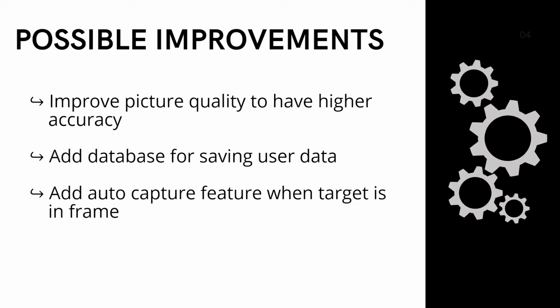We also think that there are some possible improvements that can be done on this project. Firstly, we can improve picture quality to have higher accuracy. This is because we noticed in our trials and experiments that sometimes the information extracted from the ID is not very accurate. You have to capture a few times to get the information correct. Besides that, we can add a database for saving user data as a proof of concept, as we will encounter databases in the future. Thirdly, we can add an auto capture feature when the target is in frame so that the user doesn't have to click the capture button themselves.